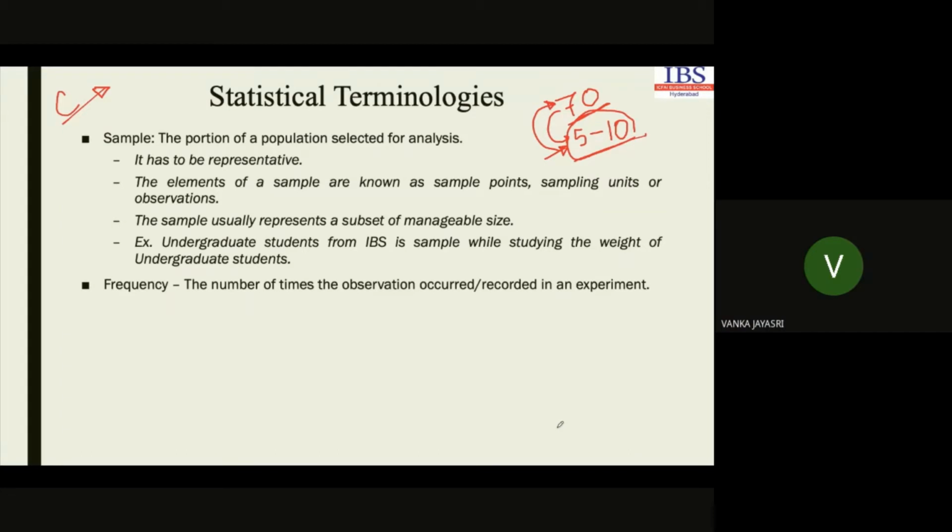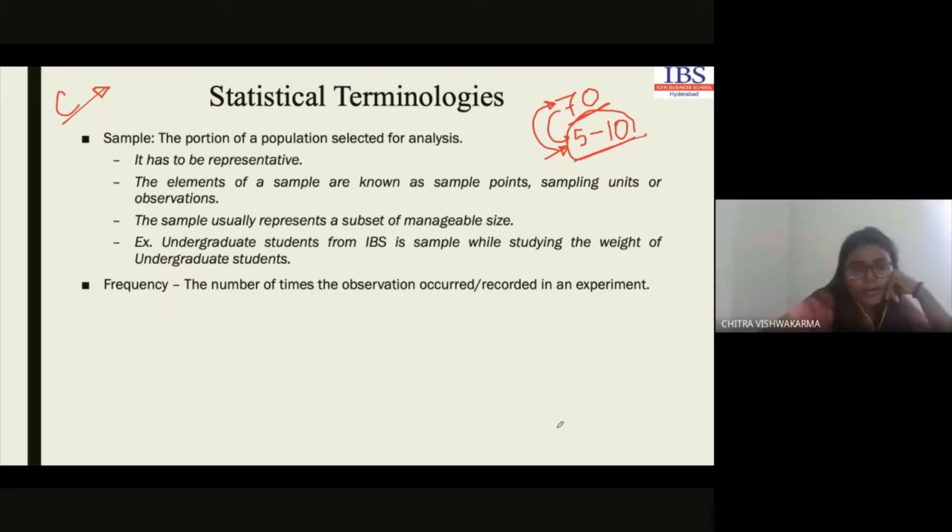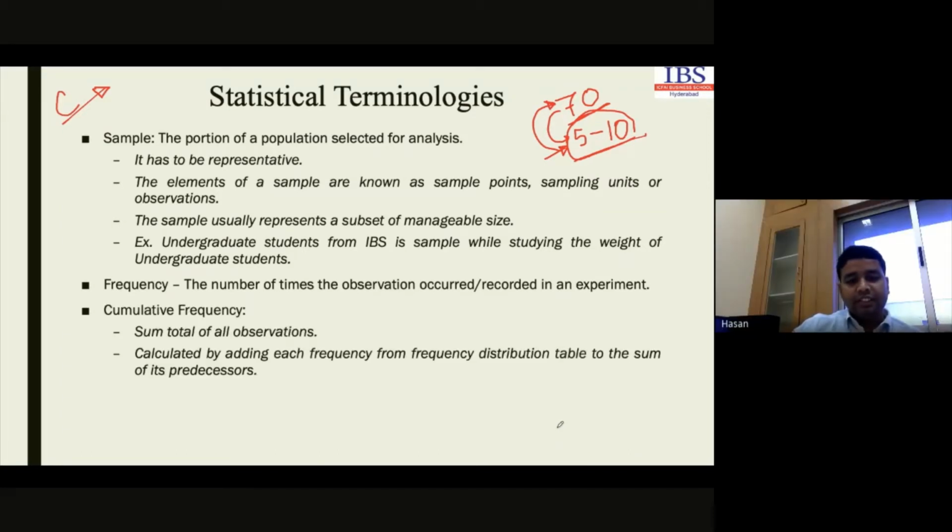Yes, sir. Yes, sir. So till now we understand sample. Then the next terminology.